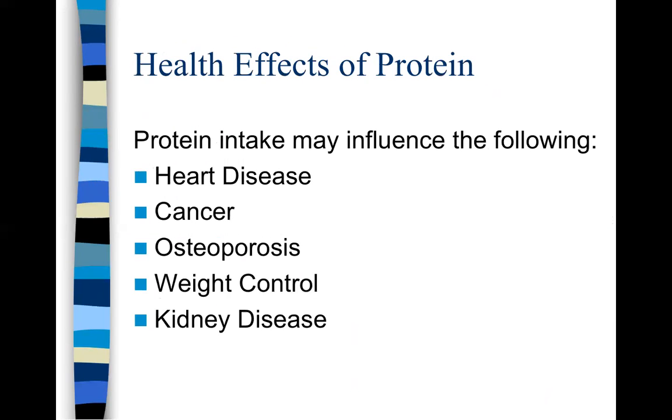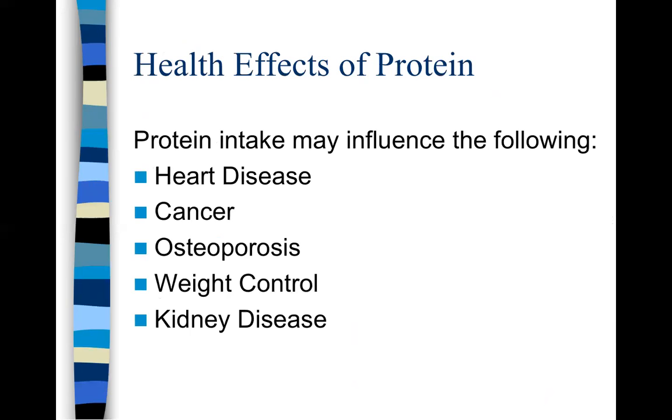Health effects of protein. Protein plays a role in disease, and it's really about finding the balance as well as eating healthy types of proteins. We obviously need adequate protein for heart function, but too many animal proteins have actually been associated with heart disease, whereas plant-based proteins seem to be protective of heart disease.